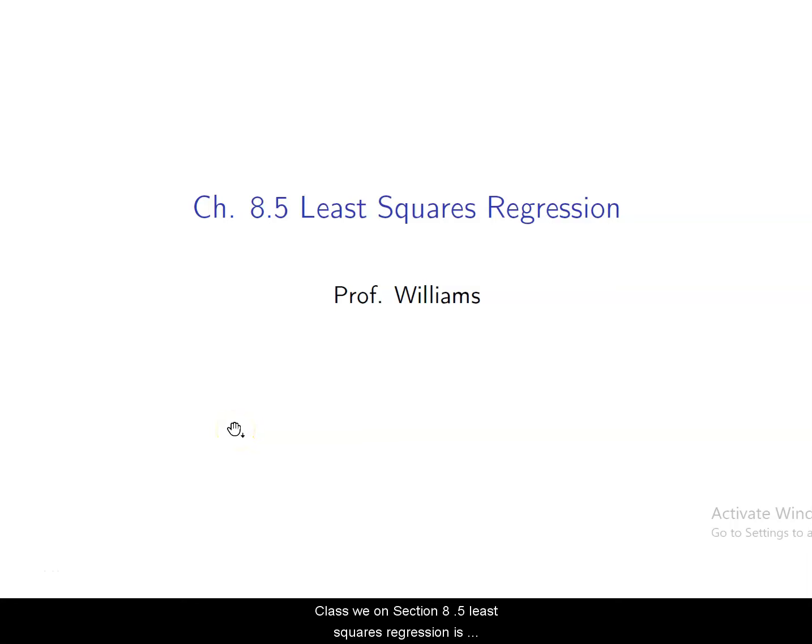Class, we are on section 8.5, least squares regression. It's the last section of chapter 8. This is basically our application portion of our projections and orthogonality and diagonalization of symmetric matrices, although we're mainly focused on the projection portion in this section, okay?